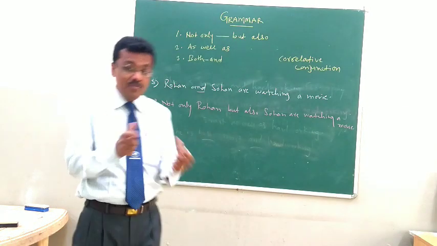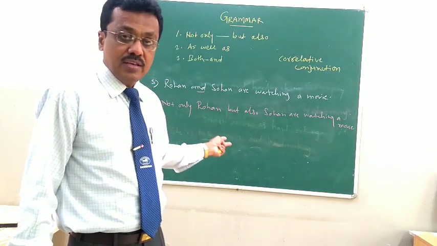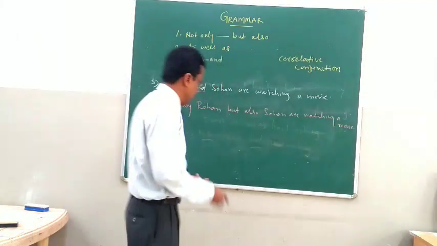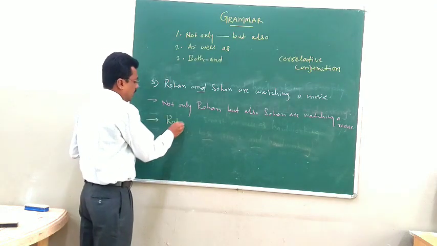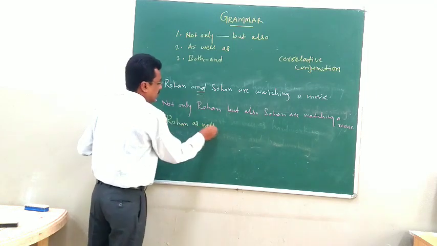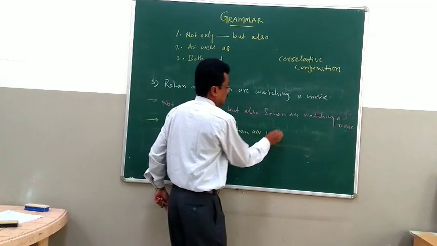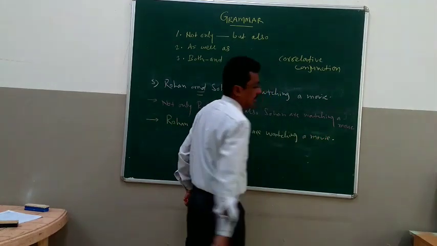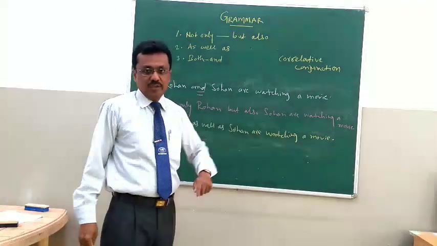So this "not only" we have used for subjects, because there were two different subjects, and that's why we have used not only Rohan but also Sohan are watching a movie. How to do "as well as"? Rohan, in place of "and", as well as Sohan are watching a movie. Rohan as well as Sohan are watching a movie.